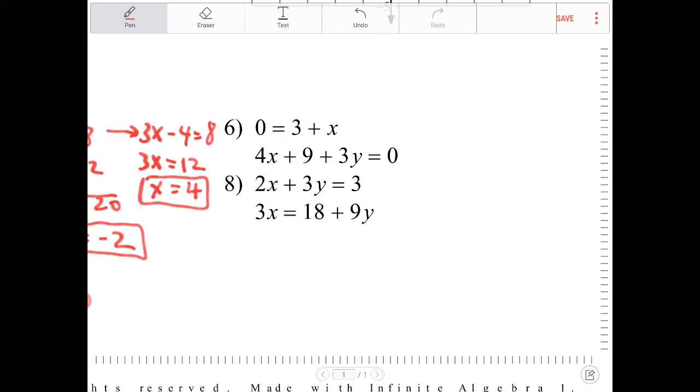So question 6, very similar, but in this case here, rather than solving it by elimination, I will solve it by substitution. I want to isolate x. X, as it turns out, is -3.